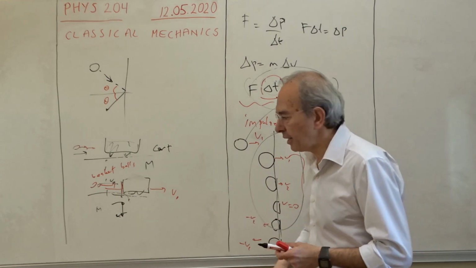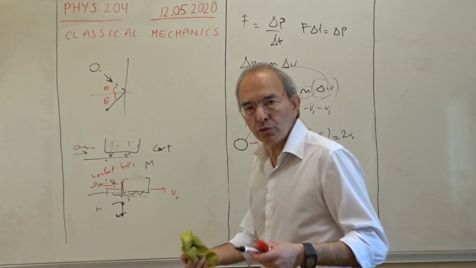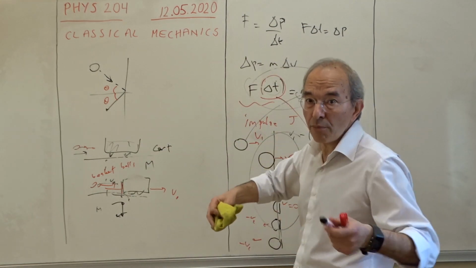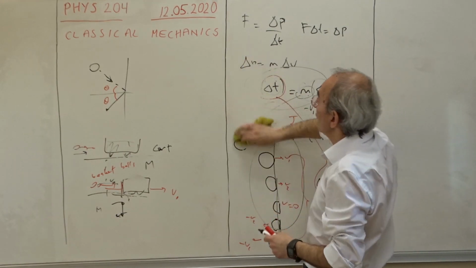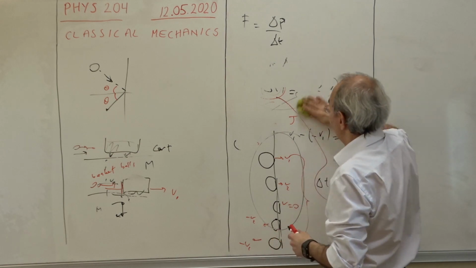So this is the main idea of momentum and momentum conservation. Why do we have momentum conservation? Let's consider this equation again. F equals delta p by delta t.